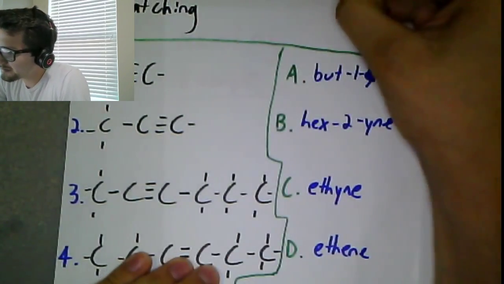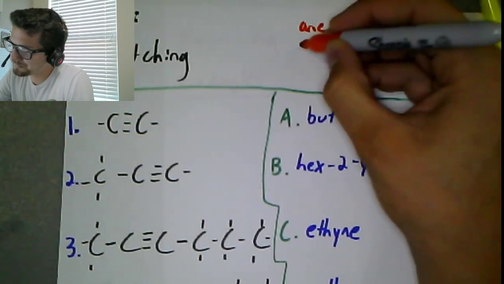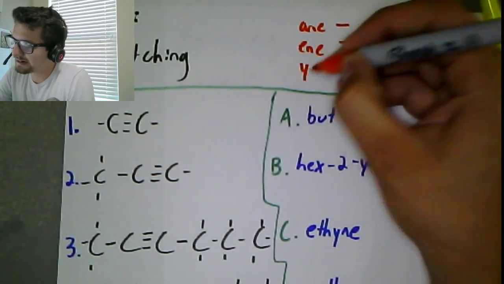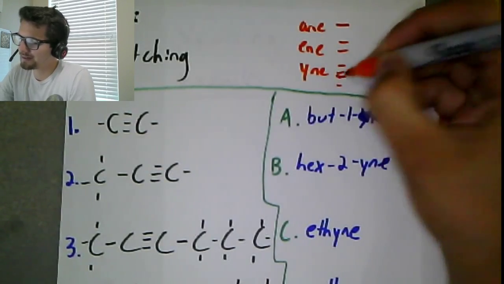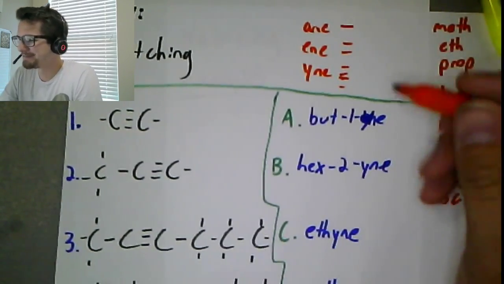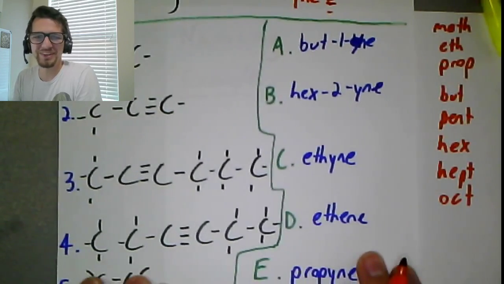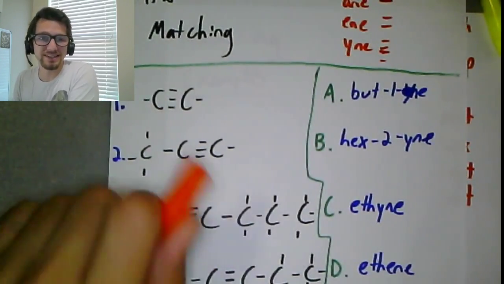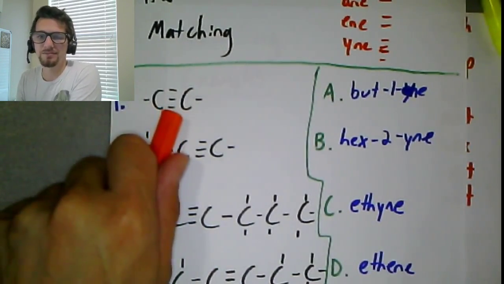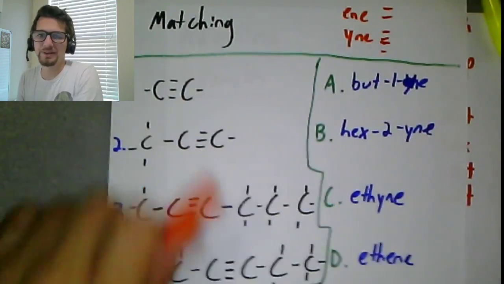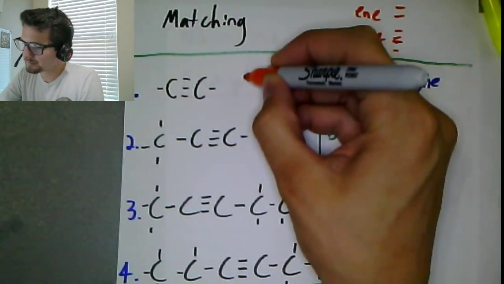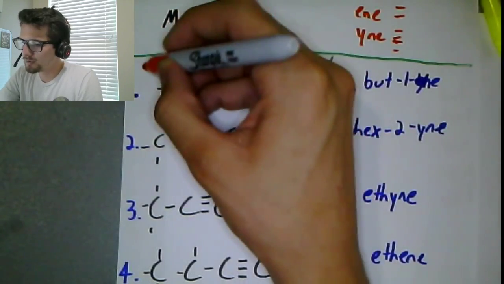Well, ane is a single bond, ene is a double bond, and yne is a triple bond. Oh, that's not a quadruple bond. My marker slipped. Triple bond. So how many bonds does this have? There's a triple bond. So if this is a triple bond, it has to be yne, which makes this ethyne. So the answer to number 1 would be C.